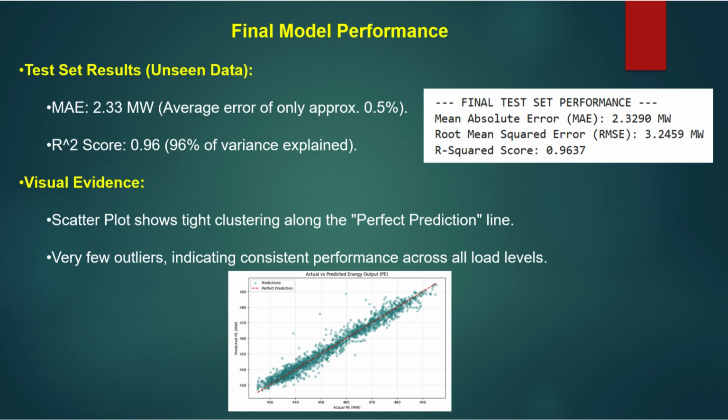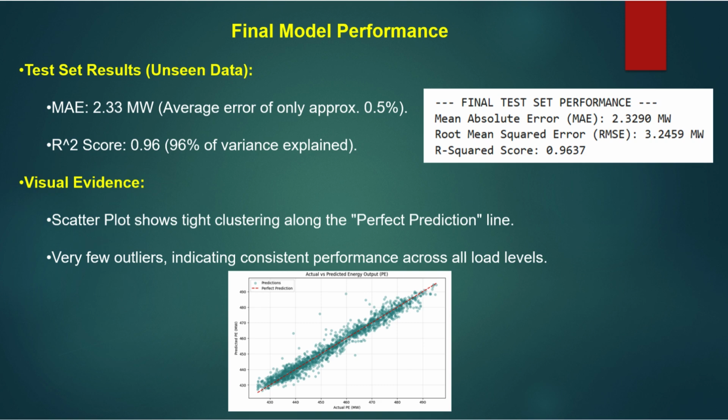The results were excellent. The mean absolute error was 2.33 megawatts. To put that into context, the power plant's output ranges from 420 to nearly 500 megawatts. An average error of only 2.3 megawatts means our model is accurate to within about 0.5%. The R-squared score was 0.96, meaning our model explains 96% of the variance in energy output.